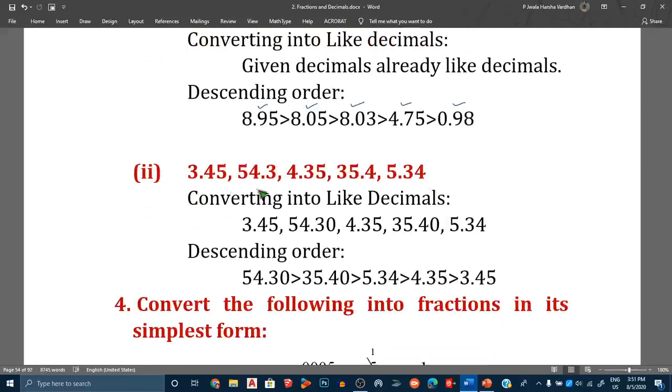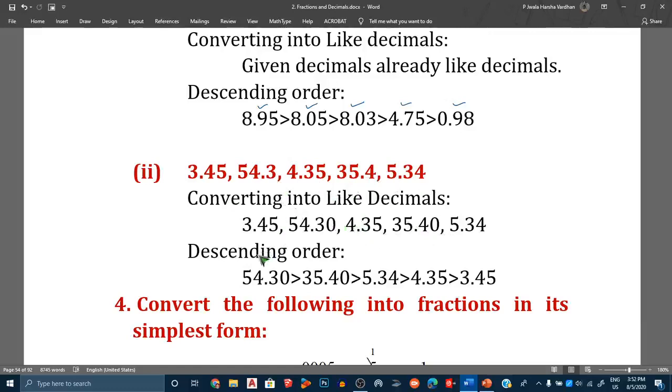Next 3.45, 54.3. So all the numbers are decimals. Some of the decimals are unlike decimals. Here this is only one digit. You can annex one more 0 to these two numbers.